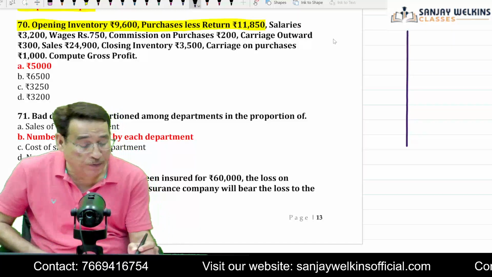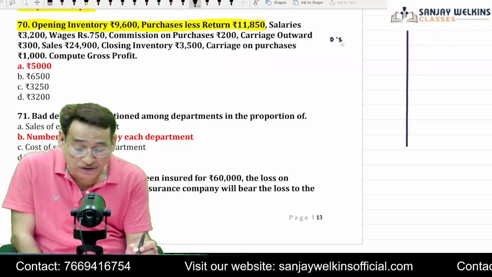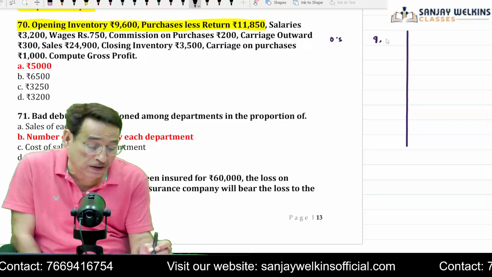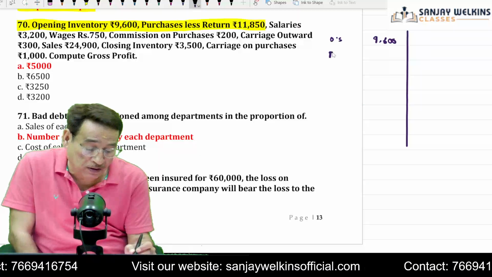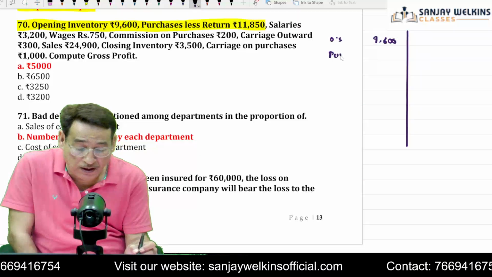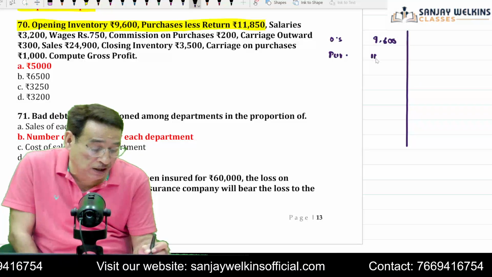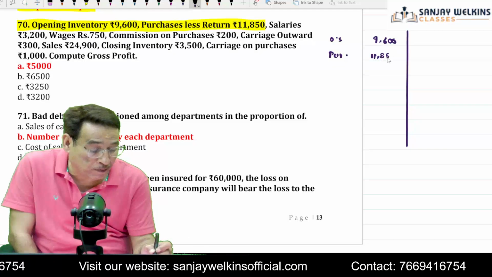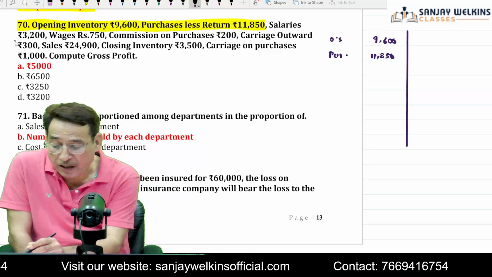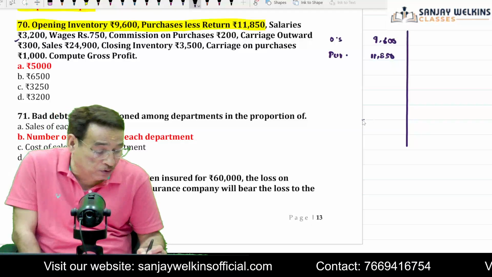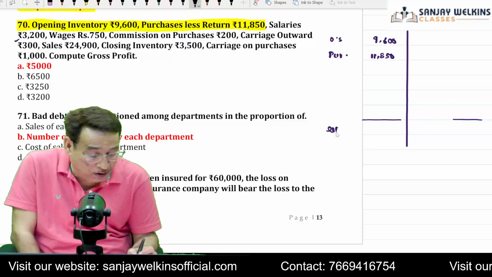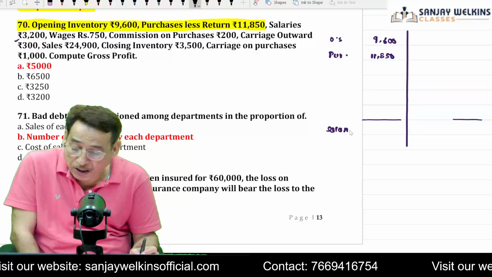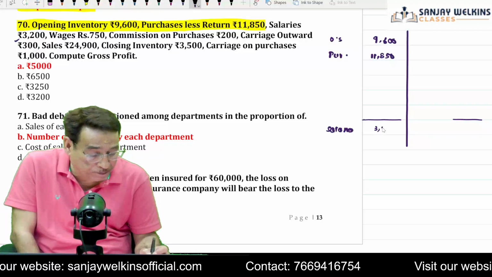We know that opening inventory or opening stock is written on the debit side, 9,600. I am going to write here. Then we have net purchases, 11,850. Besides that, we are being given salary of 3,200. Now salaries will be written under profit and loss account. So salaries I am going to write here 3,200.